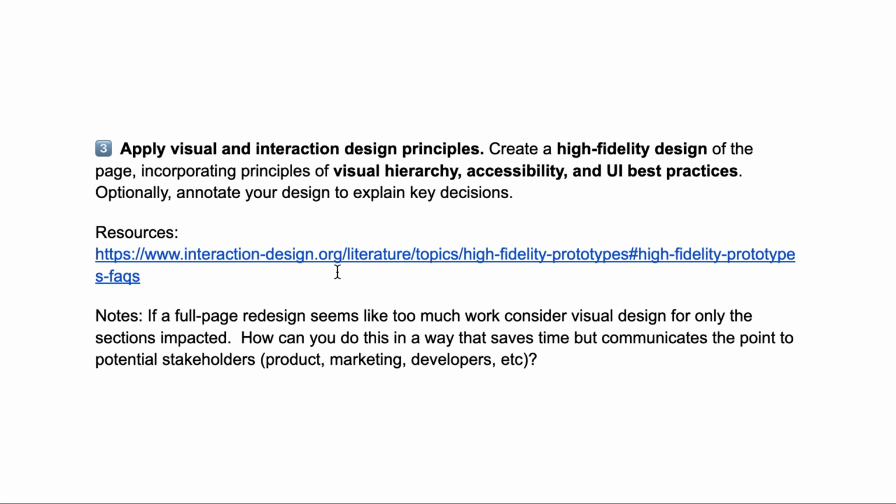This article, much like the low fidelity prototypes, just talks about high fidelity prototypes, why you use them, when you use them, what the value of them is.